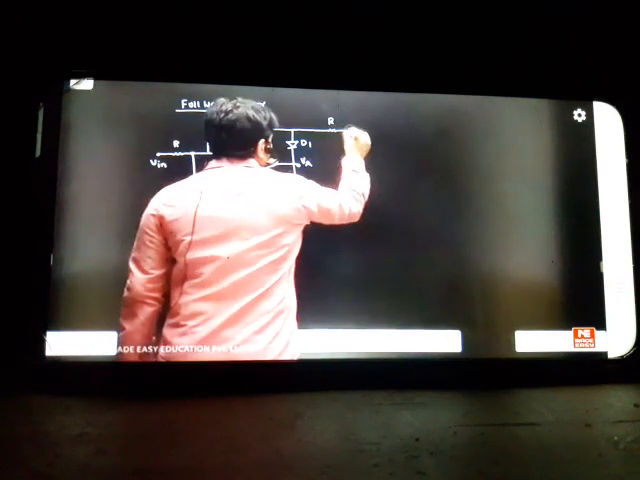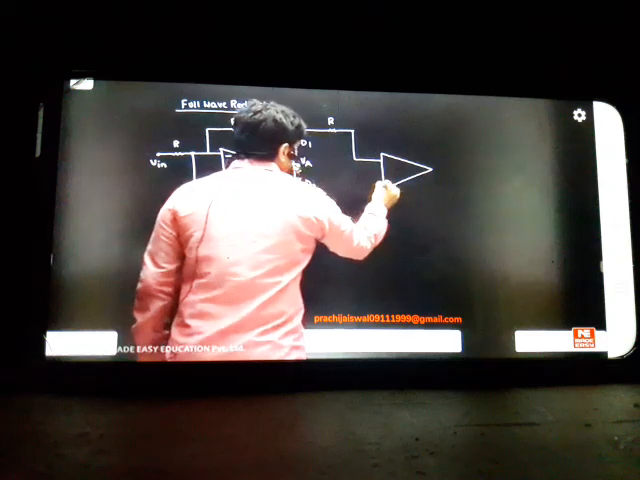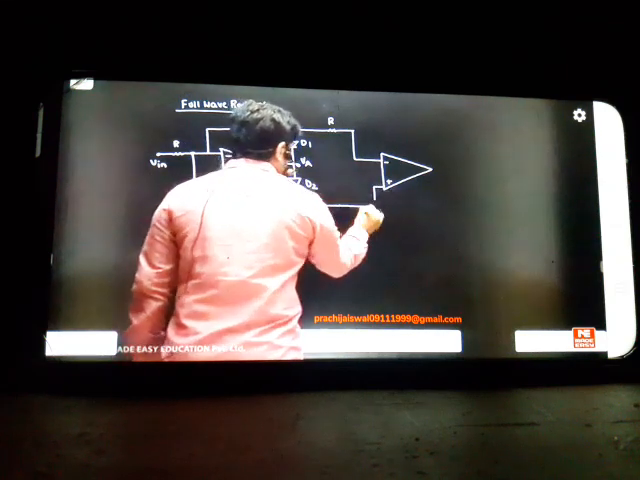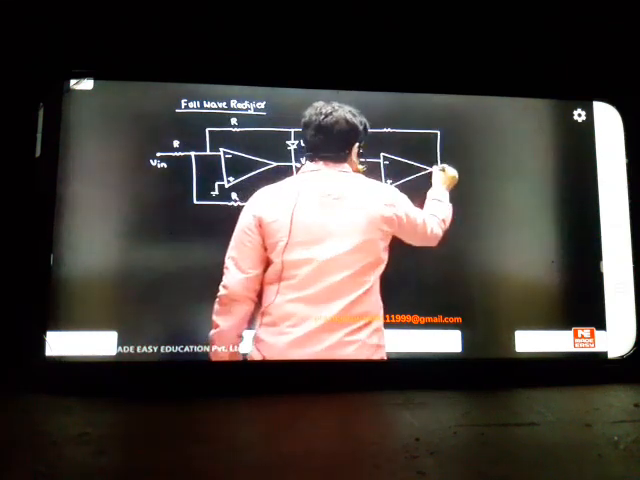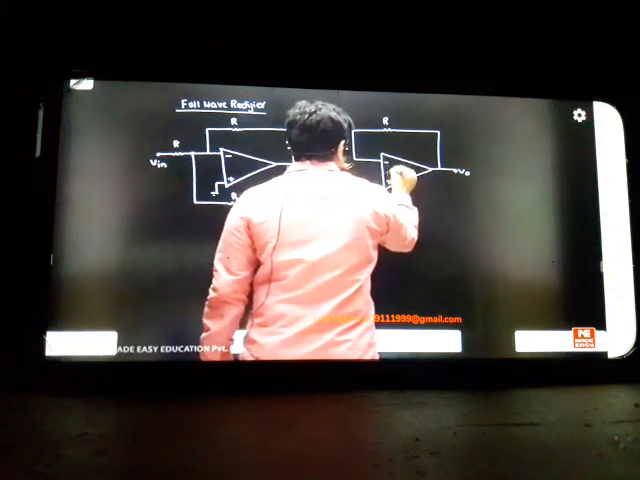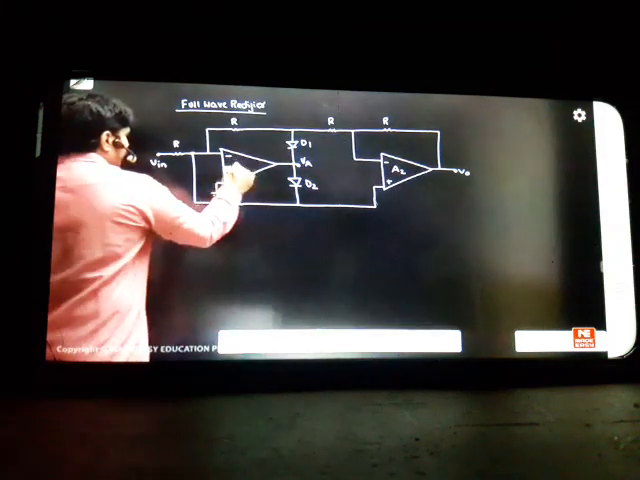So this is your VIN. Next, what I'm going to connect here is, I'll extend this with a resistor R to another op amp, minus plus. This total will be joined to this point, and I'll take a resistor R to the output. This is op amp A2, and this is op amp A1. Suppose if this much big circuit is given, how do I do the problem?